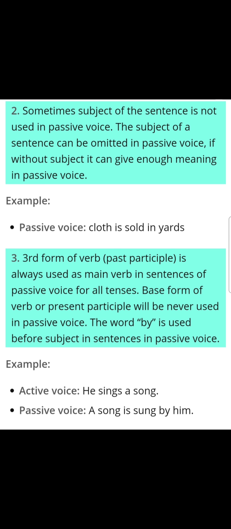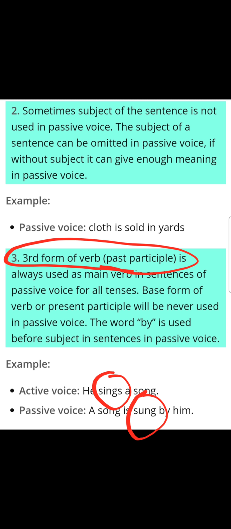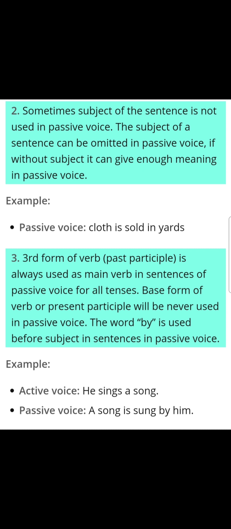Now look at this sentence. He sings a song. Sing is changed into the past participle, the third form of the verb. And the helping verb is based on the s which you have got in sings. He sings. It means that the sentence belongs to the present tense, and that is why we are using is as the helping verb. So this was your third rule.